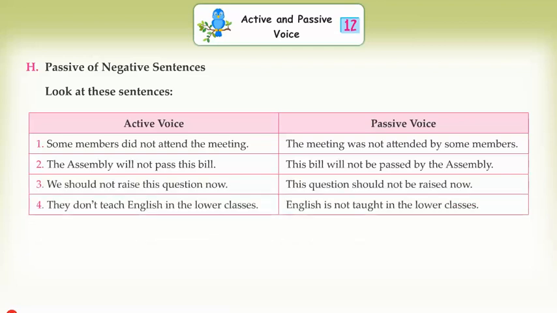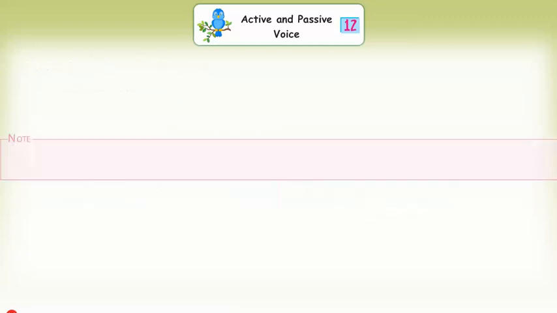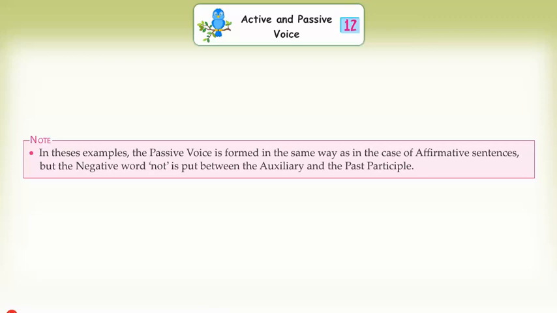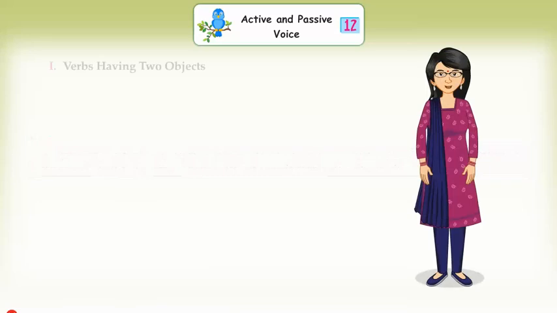3. We should not raise this question now. This question should not be raised now. 4. They don't teach English in the lower classes. English is not taught in the lower classes. Note: in these examples, the passive voice is formed in the same way as in the case of affirmative sentences, but the negative word not is put between the auxiliary and the past participle.